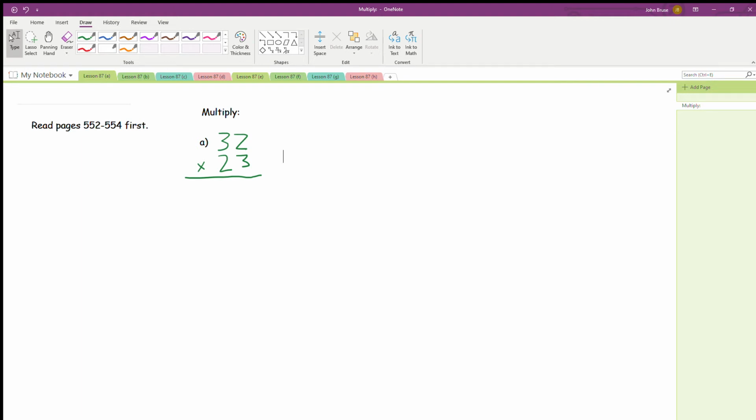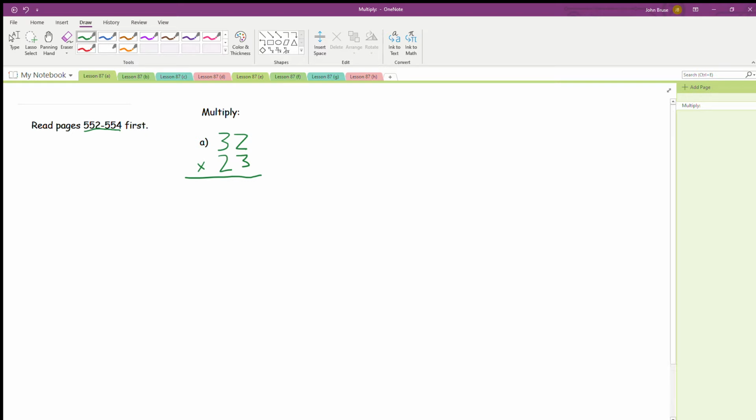All right, so we're going to work on lesson 87. It's multiplying two-digit by two-digit numbers, so it's a new thing. Before you start working with me on the lesson practice, I want you to make sure that you have read page 552 through page 553 first, and there's a little bit on page 554.